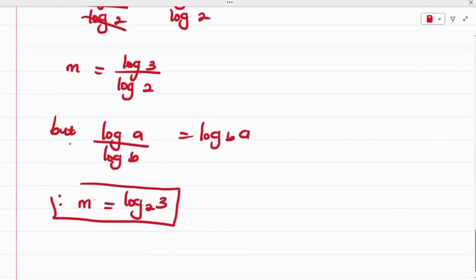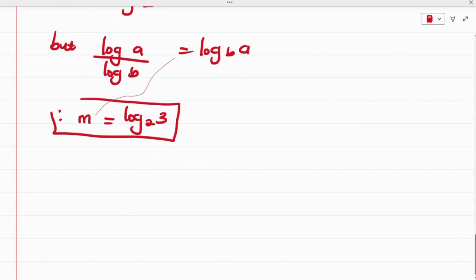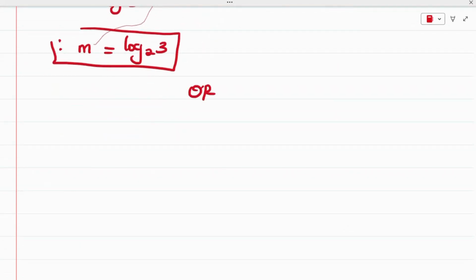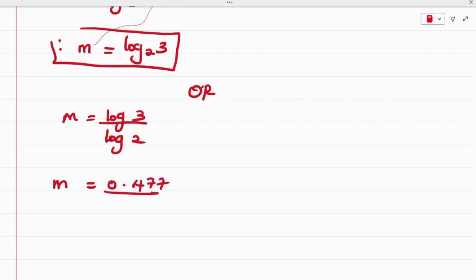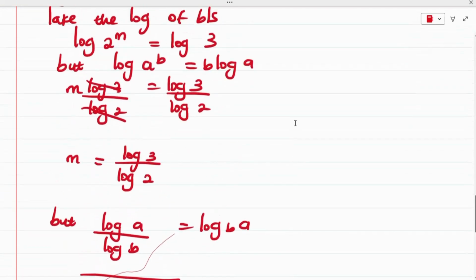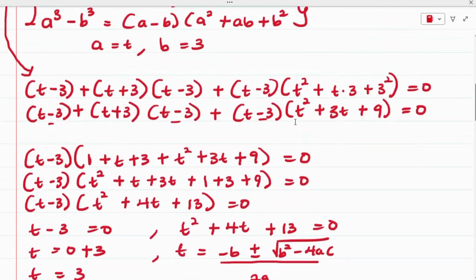So guys, we have been able to find the value of m right here, but we can easily solve this by simply saying we have that m is equal to log 3 divided by log 2. We have that m is equal to, log 3 is given as 0.477 and log 2 is given as 0.301. So m is approximately, if we divide this, 1.585, and this is the other value of m. So guys, super easy for you to be able to solve this nice algebra problem.